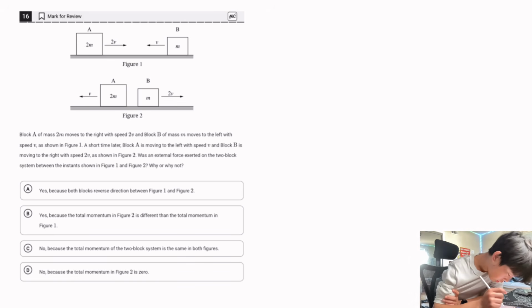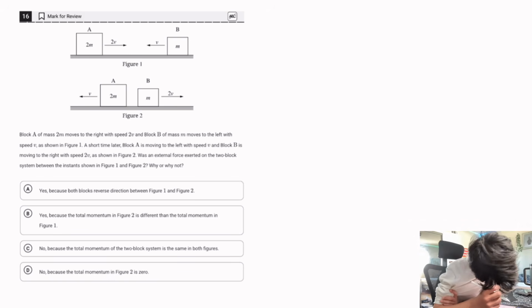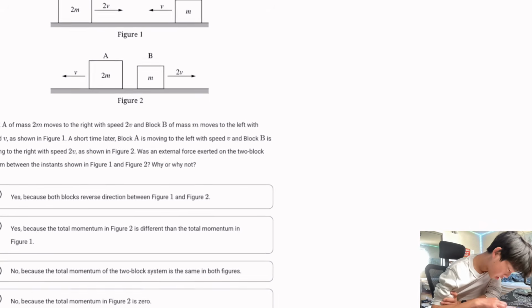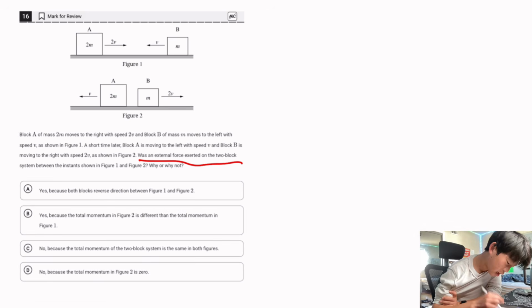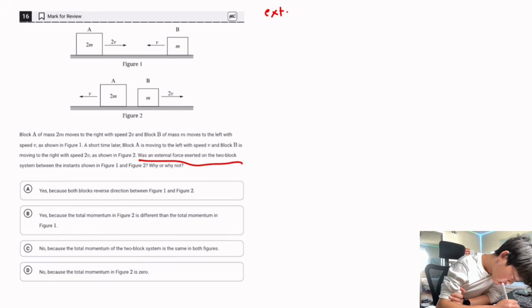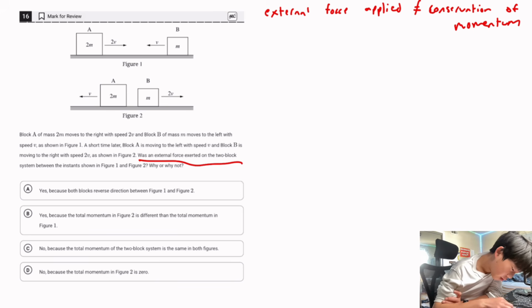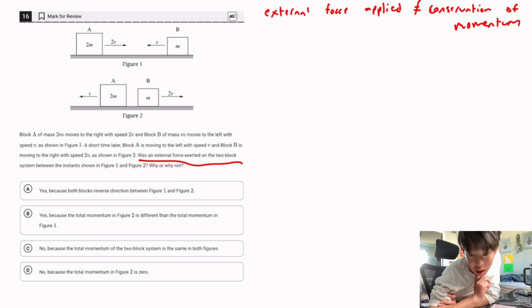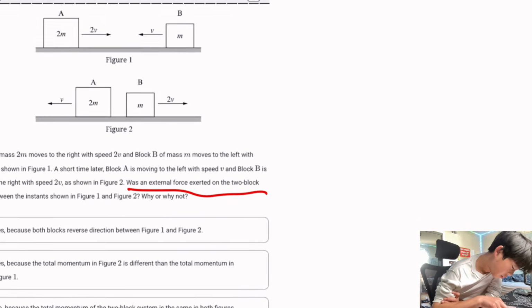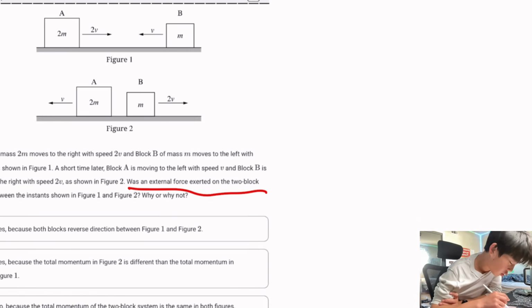So this one's another conservation of momentum question. It's asking, is an external force applied? Anytime there's an external force applied, that means there is no conservation of momentum. So let's see if the conservation of momentum applies. If it does, then we're good. But if it doesn't, then we're not good. That means there was an external force applied.